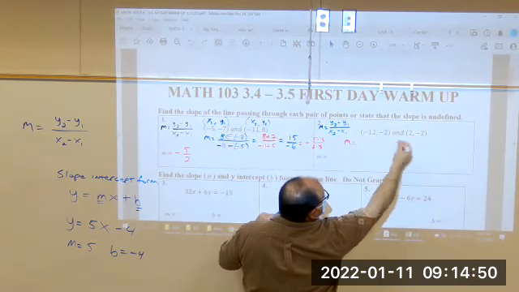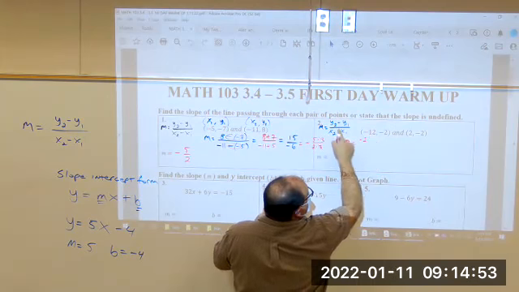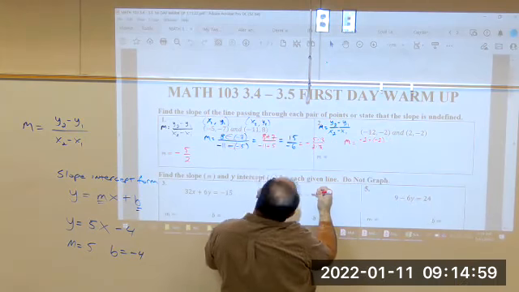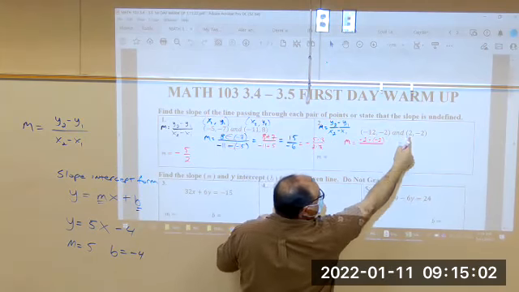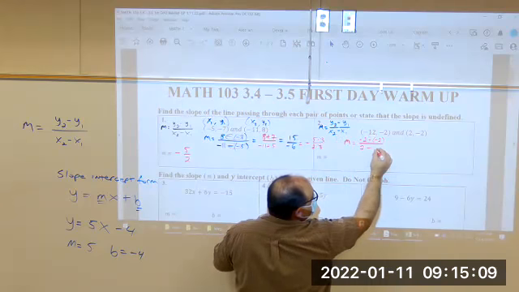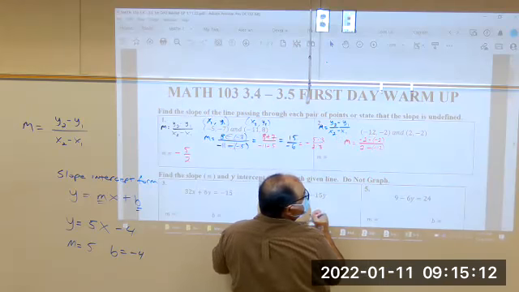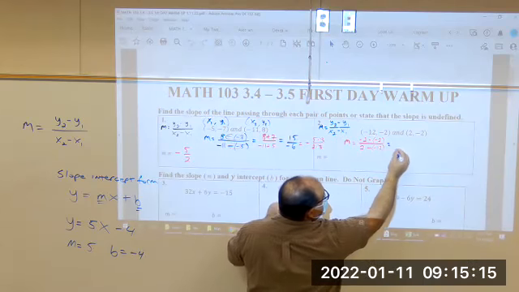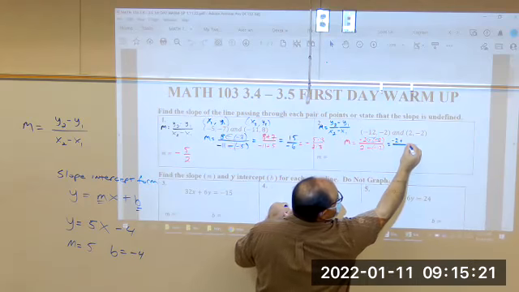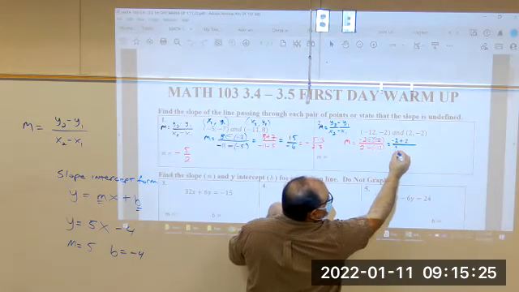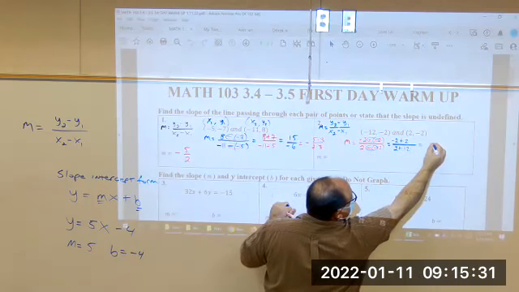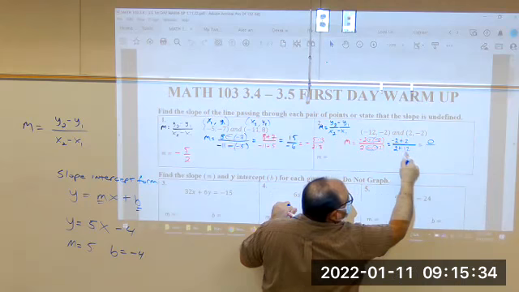Well, y sub 2, so this y, -2, minus this y, which is also a -2, divided by the second x, which is a +2, minus the first x, which is a -12. -2, two consecutive negatives becomes +2, +2, two consecutive negatives becomes +12. -2 + 2 is 0, 2 + 12 is 14.